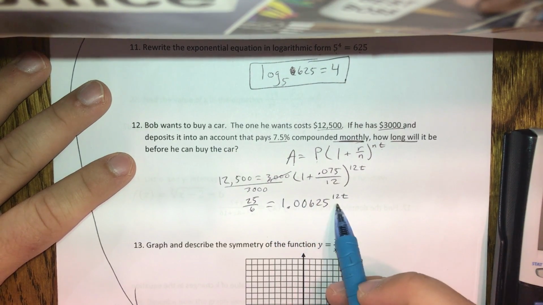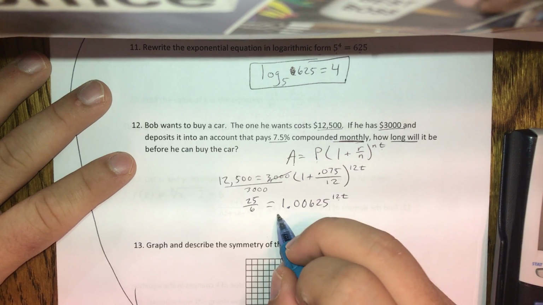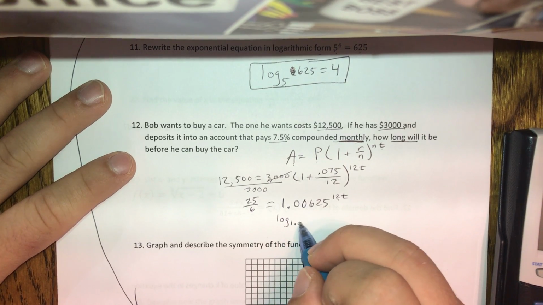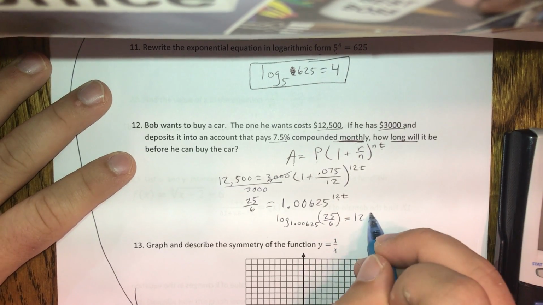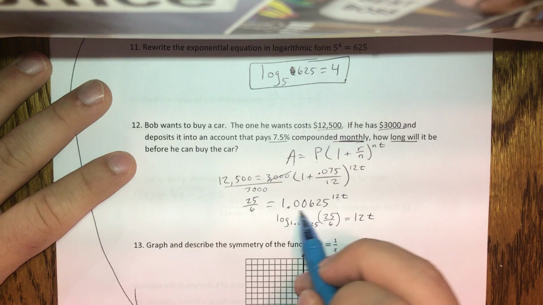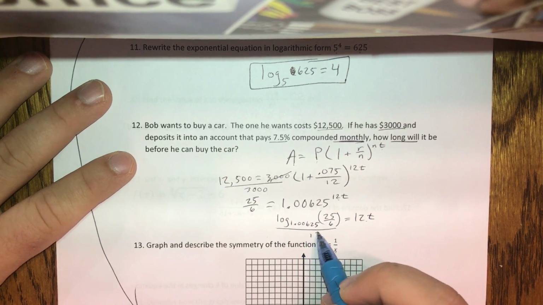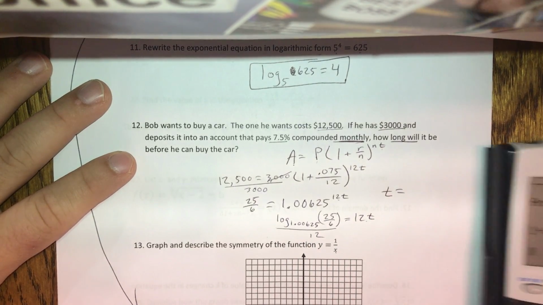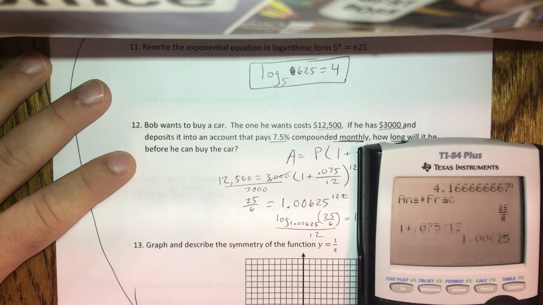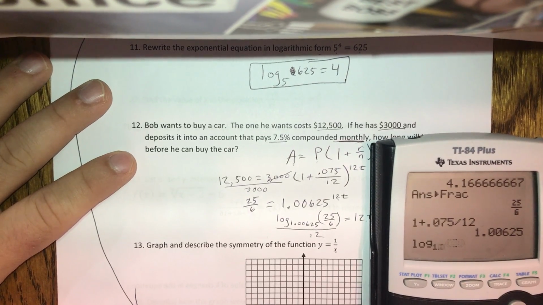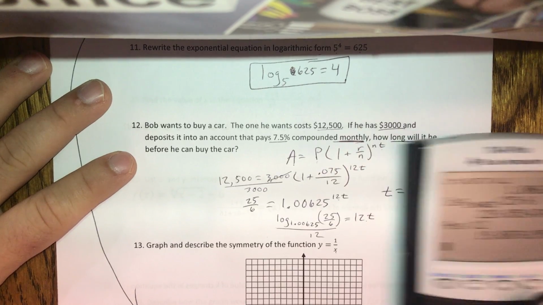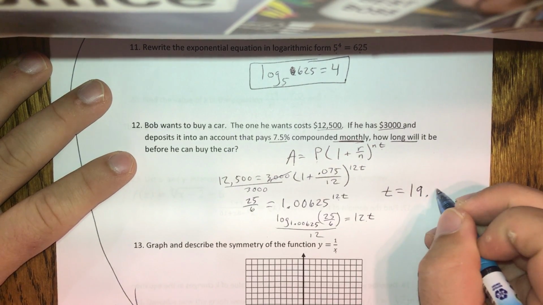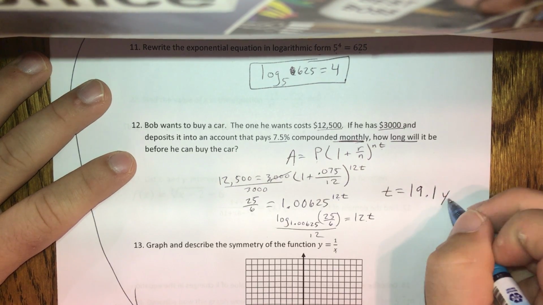So now that this exponential is by itself, to get the exponent by itself, we're going to switch it to log. And so log base 1.00625 of 25 over 6 is equal to 12t. And so we're now going to put this in the calculator, and then our last step, we're going to divide it by 12. And so alpha window, we'll go into that log base 1.00625 of 25 over 6. And then we're going to divide that by 12 to get the answer of 19 point, we'll say 1 years.